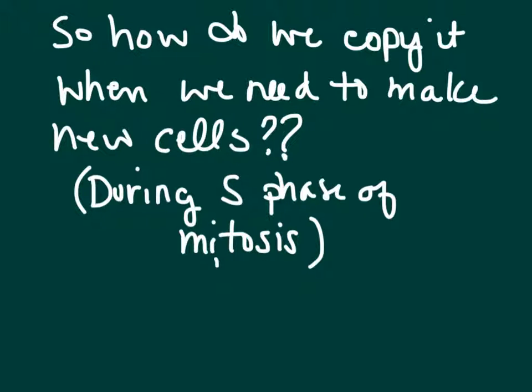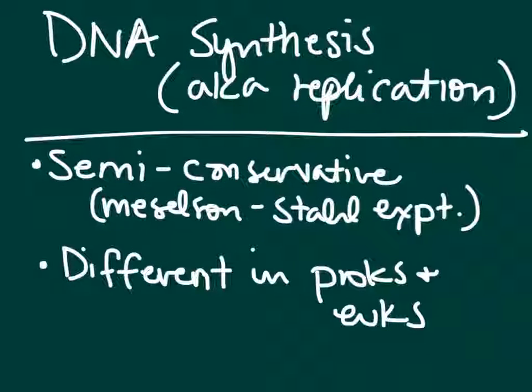When you said that the sugars and the phosphates link together, the phosphate is the little P with 4 oxygens. And then the sugar is the deoxy. Exactly. So somehow the cell had to devise a way to make a perfect copy of this thing during the S phase of interphase before we can enter mitosis. That process is called DNA synthesis, also known as replication.